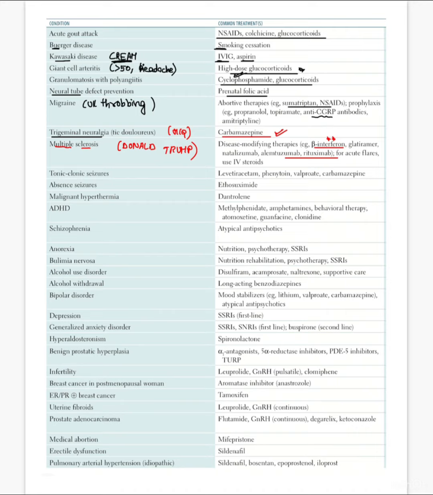Then tonic-clonic seizure. First of all, tone will increase, then it will go into clonic phase. That is, guys, you can give levetiracetam, phenytoin, valproate. Absence seizure, very, very important, guys. Ethosuximide MCQ. You may have a video-based question where the child would be looking, suddenly he turns blank, staring look. Okay, so that is your absence seizure.